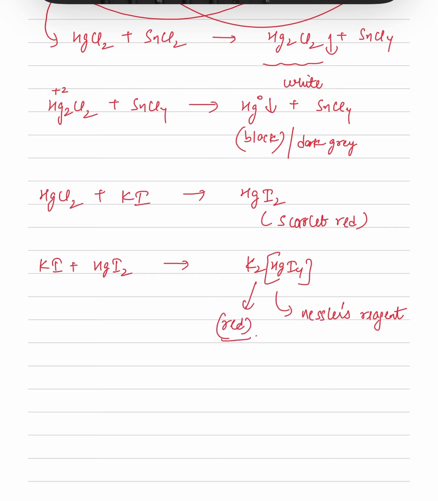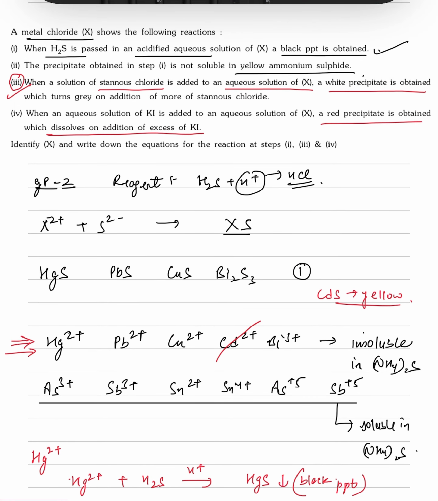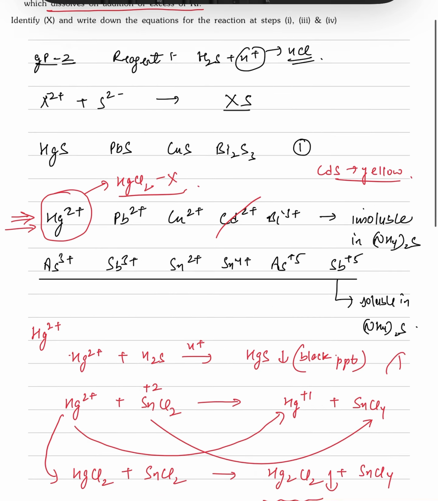So these are the reactions which are particular to this question, particular to this ion, that is Hg2+. What is the X here? So X here is the Hg2+ ion, or we can say if it is chloride, X is HgCl2. This is our X molecule. First step reactions are where we obtain the black precipitate of X.